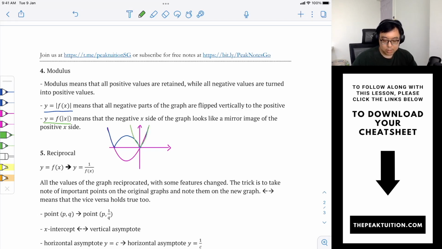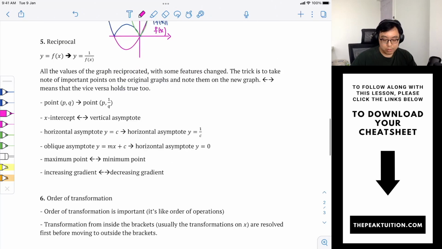And you will get a graph that looks like this in the green line. So this is f(modulus x). The blue line is modulus f(x). And the original pink line is f(x). So if you are confused, just think of this example. Usually it will help because these are simpler examples that can help you understand more difficult questions.